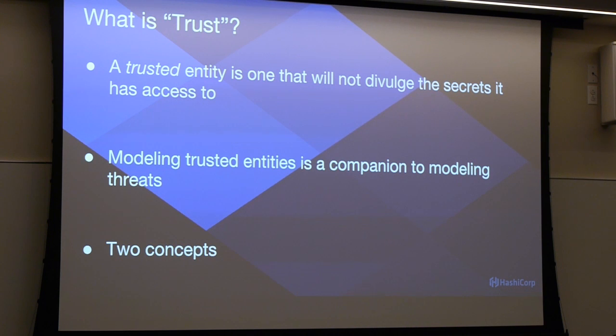So, trust. A trusted entity is something that will not divulge the secrets that it has access to. Your lawyer is probably someone that you trust, because the whole point of that confidential relationship between you and your lawyer is that they won't divulge things that you tell them, even if it's bad things, right? So when we model trusted entities, it's companion to modeling threats. What are the secrets that can get out? What are ways that we can have threats come to our business and elevate our risk? We have to model the trusted entities, the things we can actually trust with the secrets, and that becomes very important.